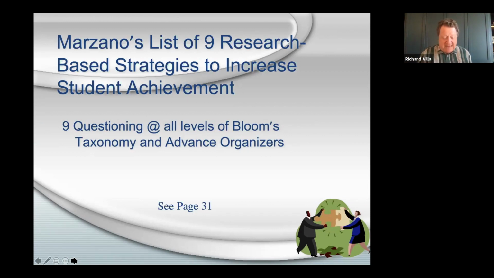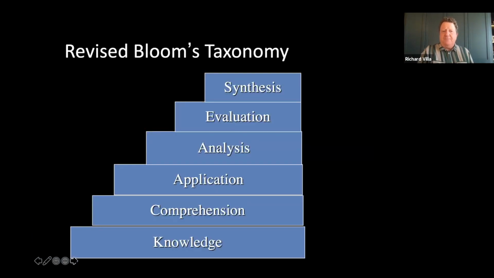So Bloom's taxonomy is a hierarchy of thinking. It's a cognitive taxonomy. There are psychomotor and social taxonomies as well. His is probably the most famous. So let's look at this for a moment. Here we see the revised Bloom's taxonomy.